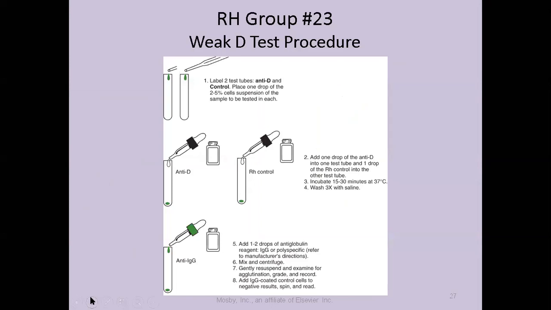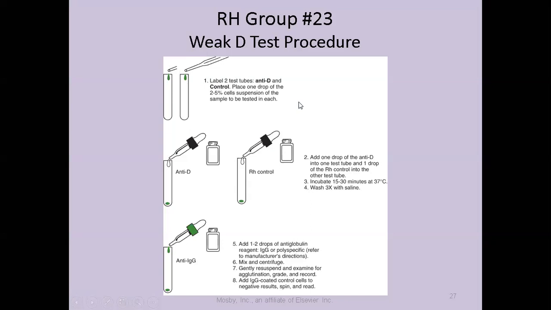So here's our weak D test procedure. It's actually kind of fun to do. Well, students don't usually think it's fun to do. We're going to have our two test tubes. One is anti-D, the other one is our Rh control. We add 1 drop of anti-D to the D tube and 1 drop of the Rh control to its tube. Then we add 1 drop of the patient's 2 to 5% red cell suspension into each.